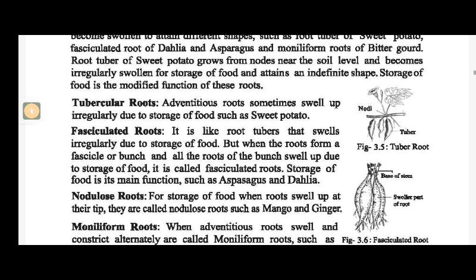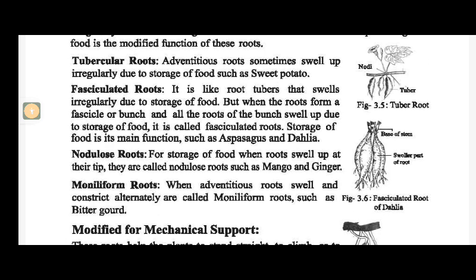Root tuber of sweet potato grows from the nodes near the soil level and becomes irregularly swollen for storage of food and attains an indefinite shape. Storage of food is the modified function of this root. Tubercular root. Adventitious roots sometimes swell up irregularly due to the storage of food, such as sweet potato.